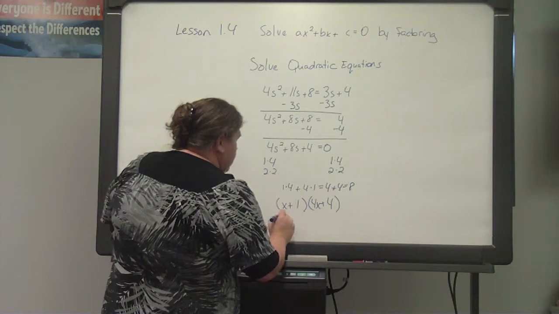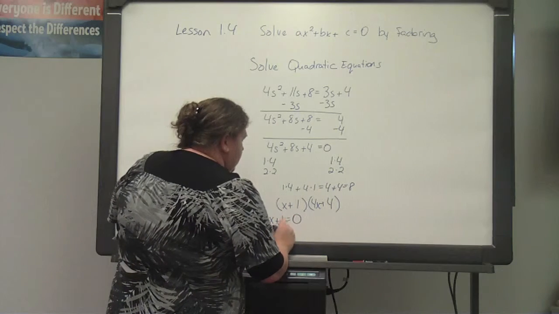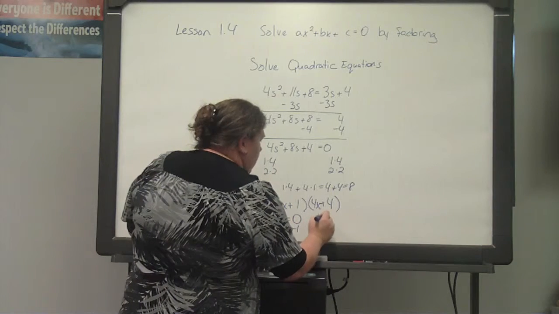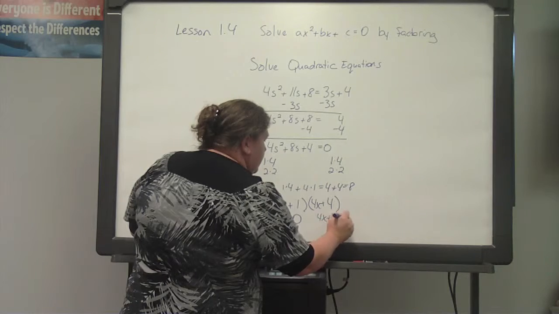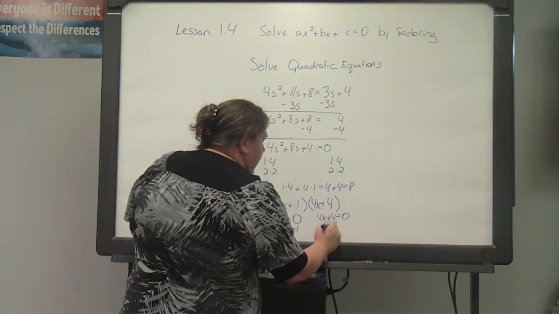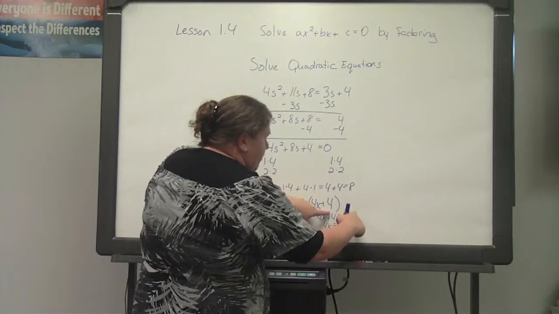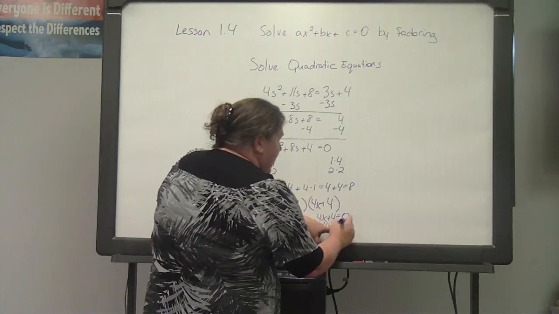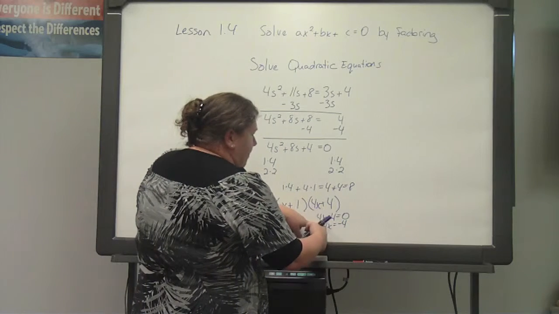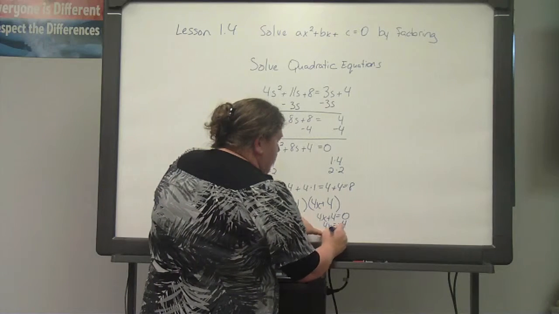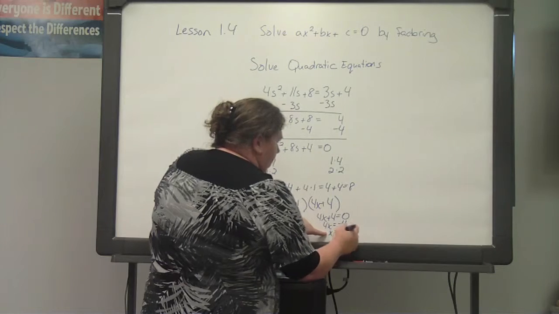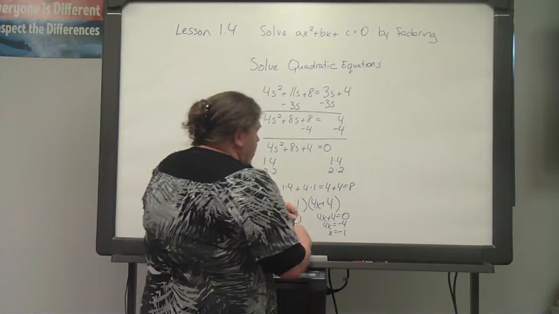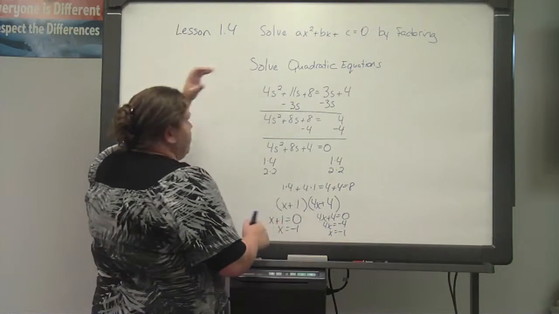So x plus 1 equals 0. So my x would equal a negative 1. And then 4x plus 4 equals 0. 4x equals, we bring our 4 over to the other side, which means we change the sign, the operation, so now it's a negative 4. And then we have to divide by 4, so we can say x equals a negative 1, because a negative 4 divided by 4 equals a negative 1. And there we have solved the quadratic equation.